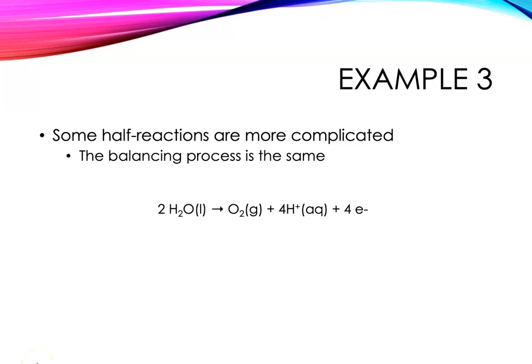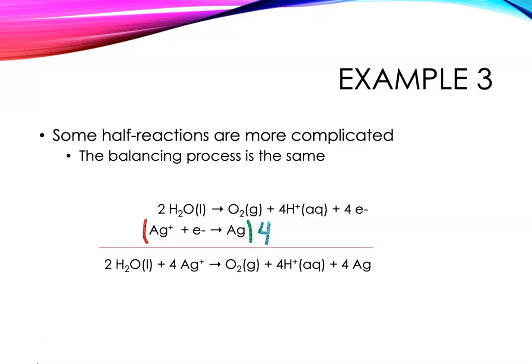So if we had this reaction occurring along with the reduction of silver ions, we still need to make sure the number of electrons lost and gained is the same. And so if I multiply the silver ion half reaction by 4, I have 4 electrons gained in the reduction half reaction now, and 4 electrons lost in the oxidation half reaction, and I can add them all up and get an overall equation. So even when I have a more complex half reaction, balancing is really about making sure the number of electrons lost equals the number of electrons gained. And then you add everything up.